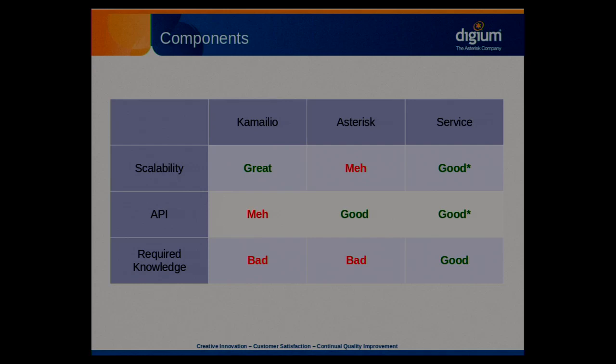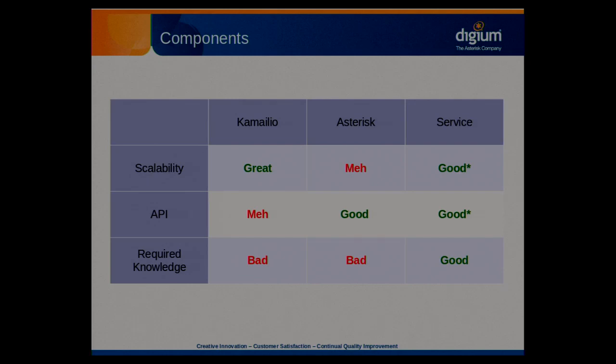So this is how I view the strengths and weaknesses of the various players that I'm going to build my infrastructure out of. And apologies to all of the Kamailio and Asterisk people, including myself in the room, because I give us some meh marks in some places. Kamailio scalability, fantastic, right? Scales wonderfully. Its API, it's okay, but it's kind of a solid meh in some places. And it requires a lot of specialized knowledge.